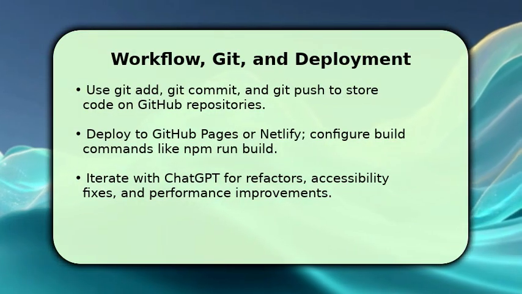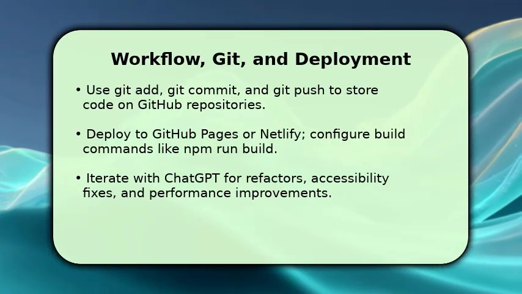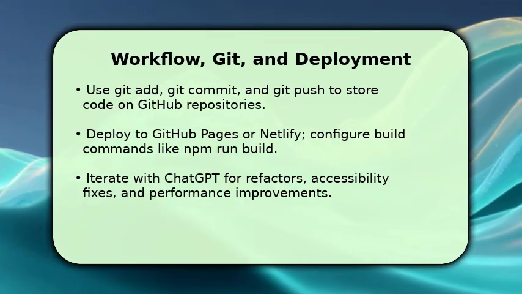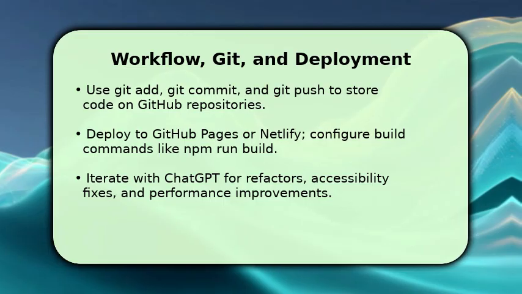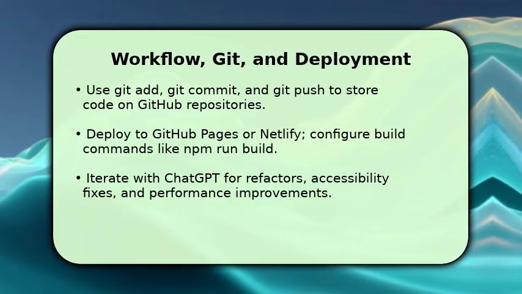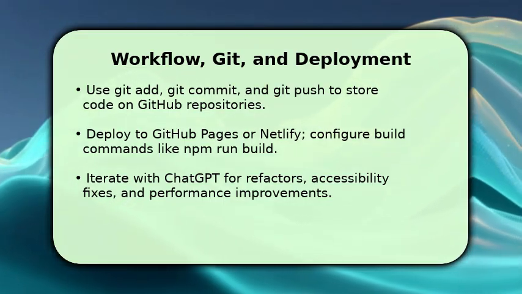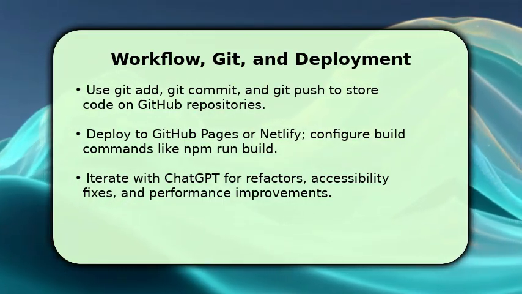Initialize a Git repository with git init and make initial commits in VS Code. Create a GitHub repository and add it as origin using git remote add origin. Use git add, git commit, and git push to publish your code.